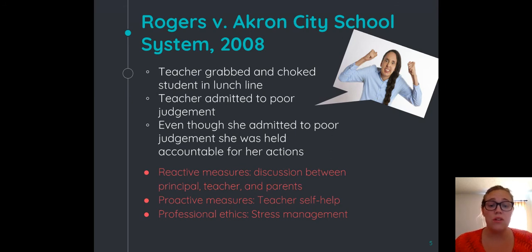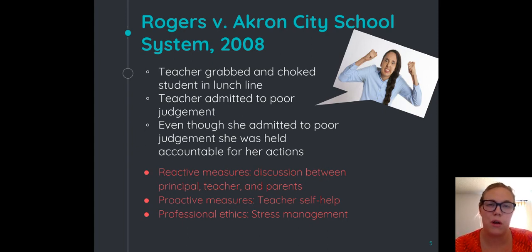Proactive measures, I would say, would be giving teachers some self-help and some stress management. Being a teacher is a stressful job, and not saying that I've ever done that. I've always stopped at that point because I have great, awesome coworkers who I can go vent to, or say, "Hey, can you take my room? I'm about ready to blow my top."